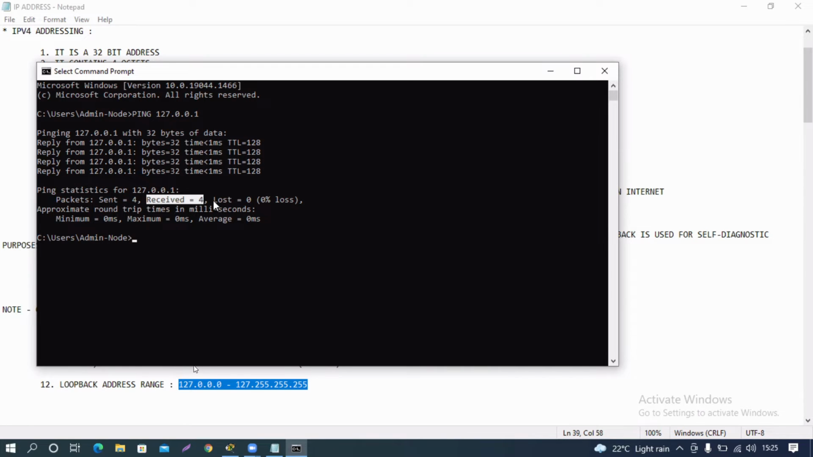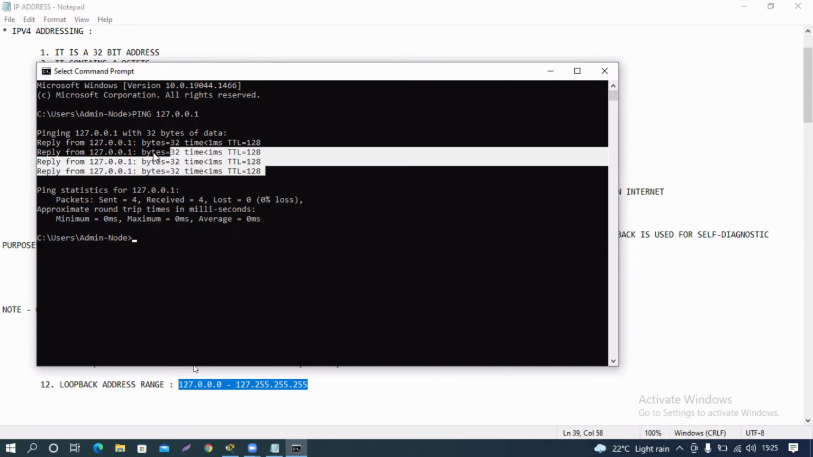Four. Any packets are lost? Zero. No. What is the percentage of loss? 0%. Now you have received 4 packets, right? Yes, 4 packets you have received.